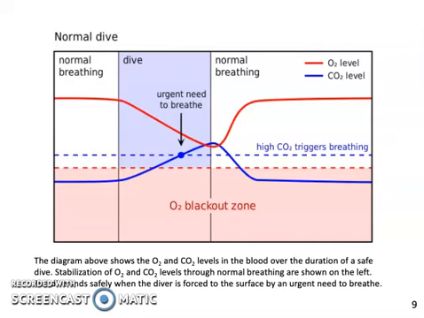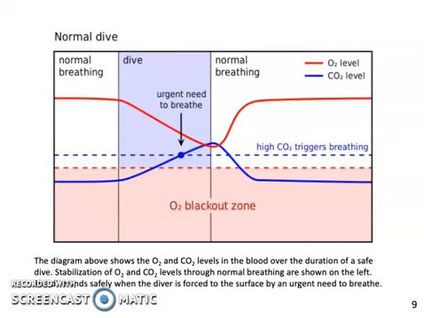The third section of the graph shows what happens when the mammal resurfaces and starts breathing air again. Oxygen goes back up to its previous level, and carbon dioxide goes back down. It's important to consider the dotted lines now. These are physiological boundaries. The red dotted line shows the minimum level of blood oxygen required to maintain consciousness. If blood oxygen falls below this line, the mammal loses consciousness.